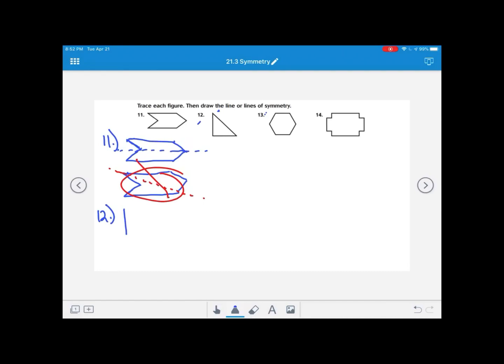All right, number 12, drawing a right triangle. Seeing if we can find a line of symmetry. Now I can tell if I draw and try to split this in half, that does not work. If I try to split it in half diagonally, that also does not work. That makes different triangles. Let me see if I can split it from another corner. Let's split it this way. Oh, hold on, back it up.